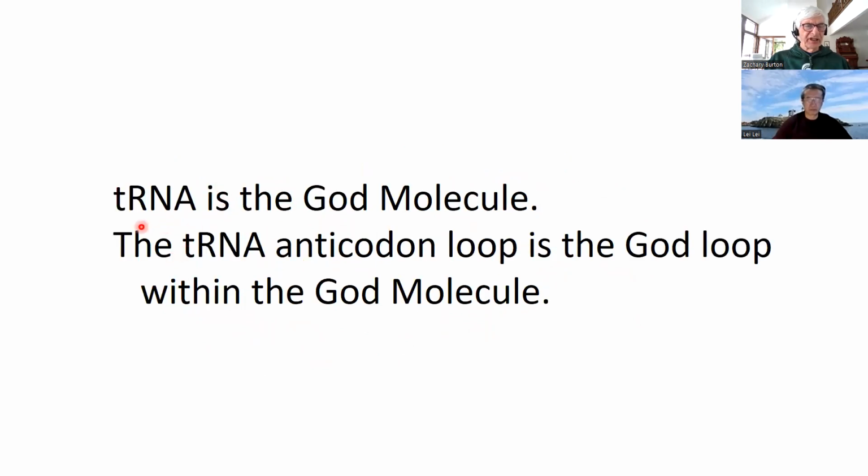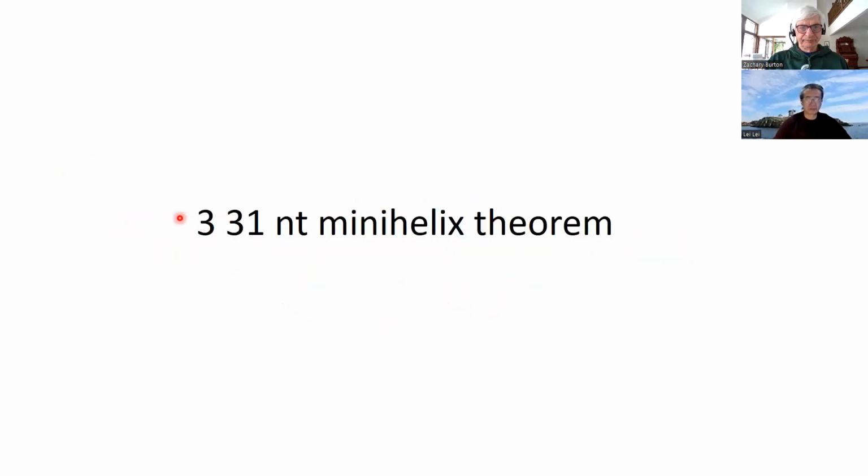We're going to assert that transfer RNA is the God molecule. So we're using God metaphorically here. God confers life on Earth, and tRNA confers life on Earth. The tRNA anticodon loop, we're going to call the God loop within the God molecule. The God molecule is tRNA. And presenting the 331 nucleotide mini-helix theorem. This is a theorem and not a model because it's a proven hypothesis.